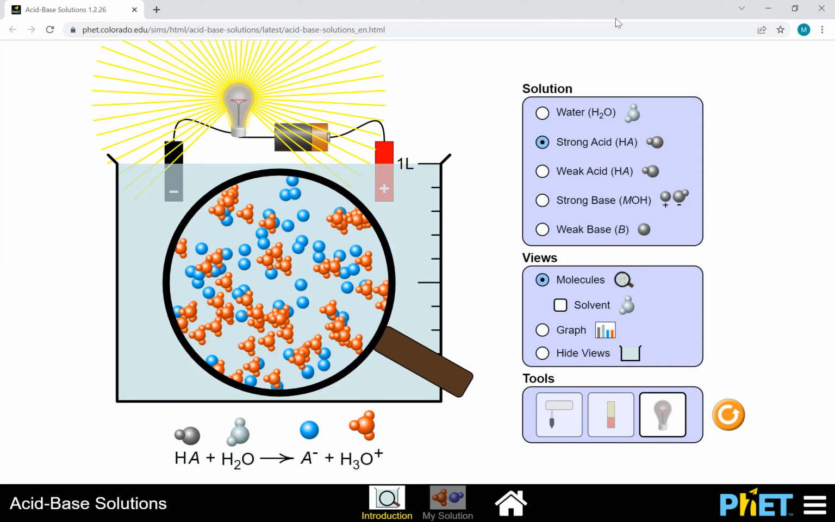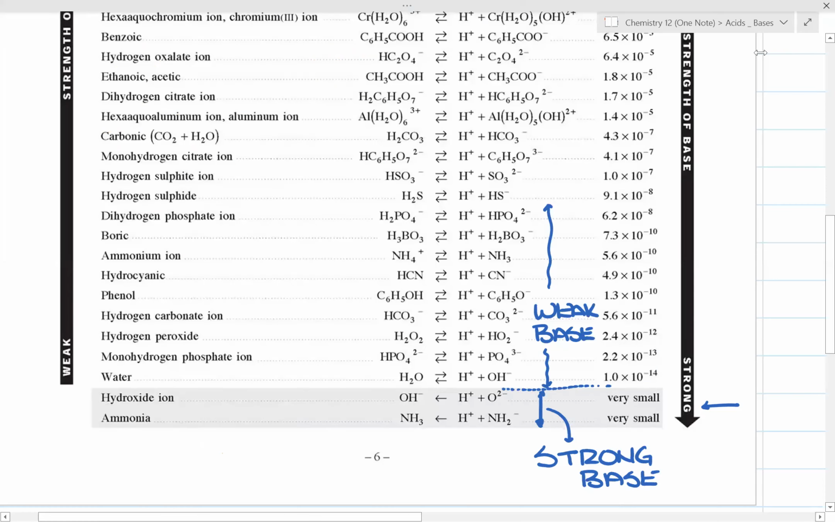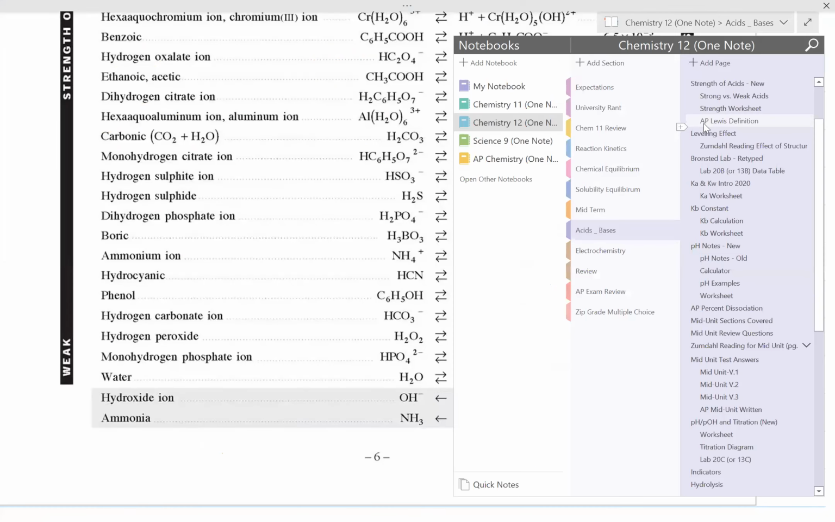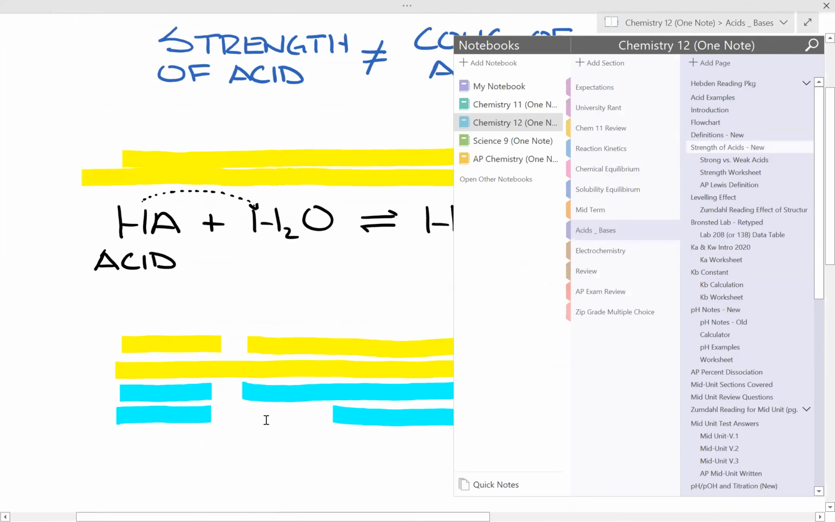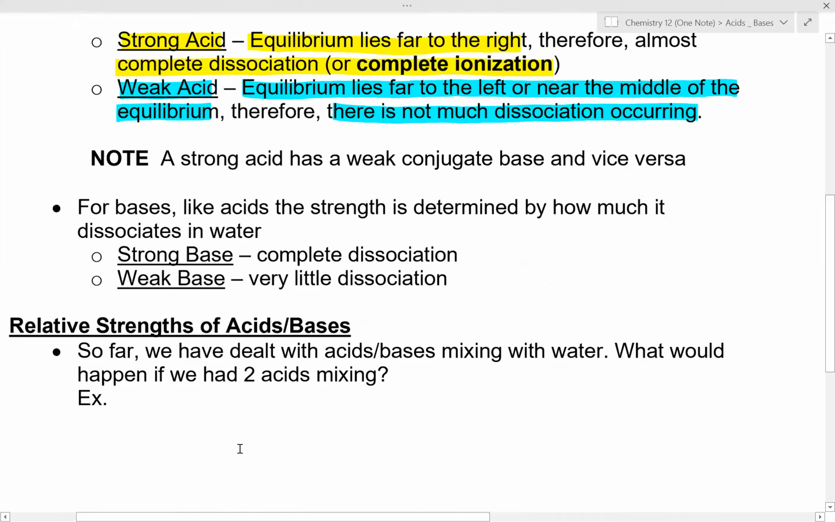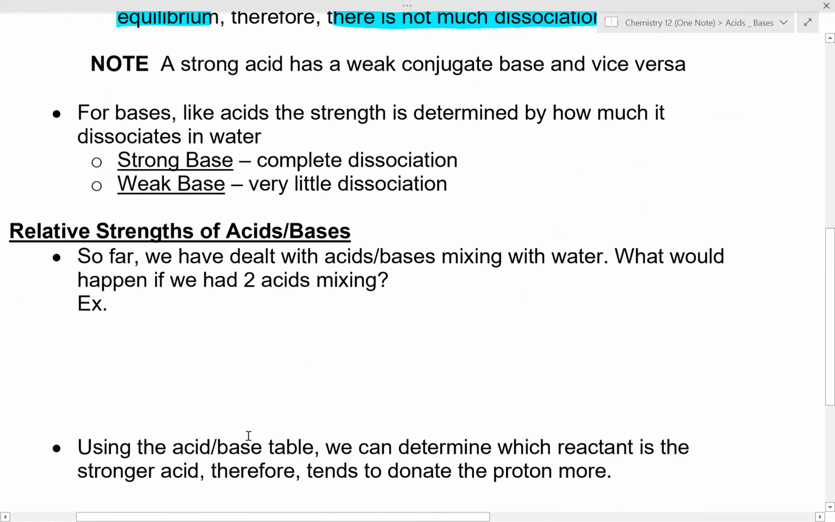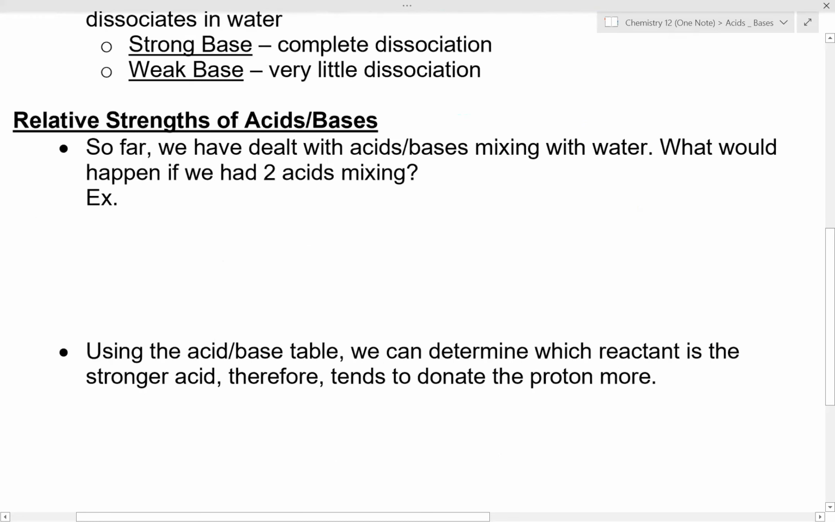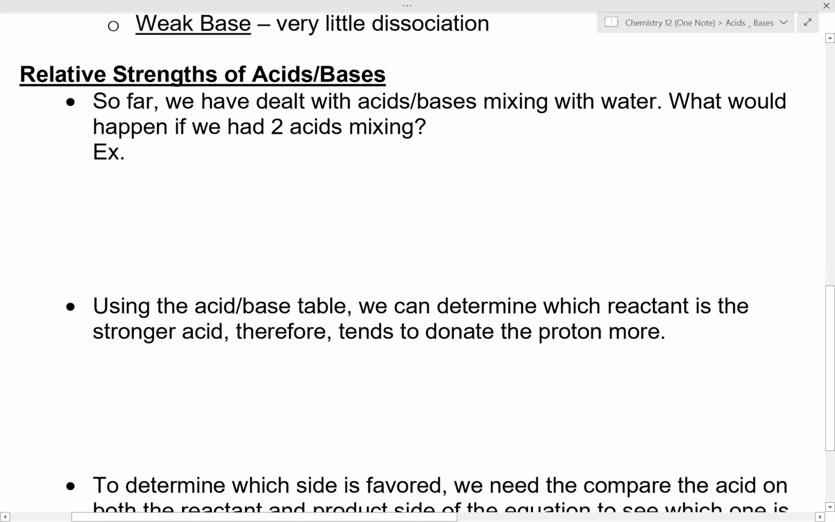Now, go back here. So how do we use this table that I gave you? If we go back to our notes here, it says, so far, we have dealt with acids or bases mixing together. What would happen if we had two acids mixing? So let's say, for example, I had HCO3 minus 1 and H2PO4 minus 1. Now, both of these have hydrogens in the formula.